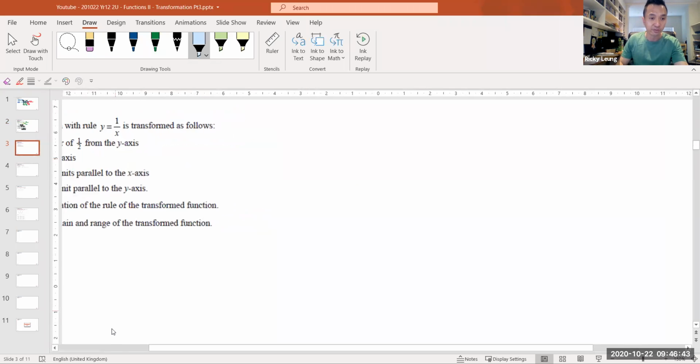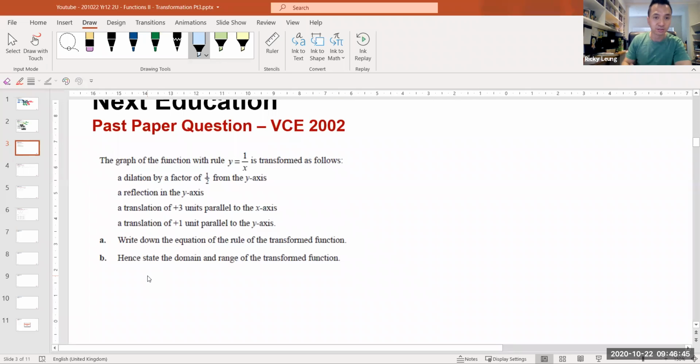So once again, from the VCE, using slightly different language. So let's do this question. This question puts in 4 transformations, and we have to derive the equation and then the domain and range. Okay, cool. So we start with y equals 1 on x, so a hyperbola.